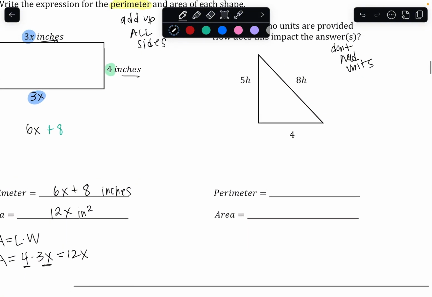Okay, and so for perimeter, we're adding up the sides. 5H plus 8H, that's all we can combine to get 13H. And then we have a lonely 4 that can't combine with the H's.